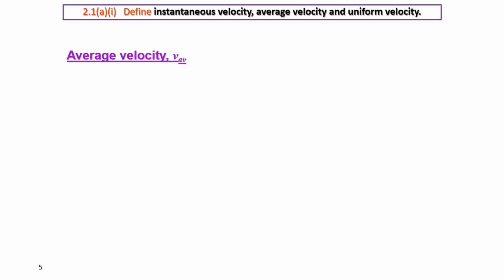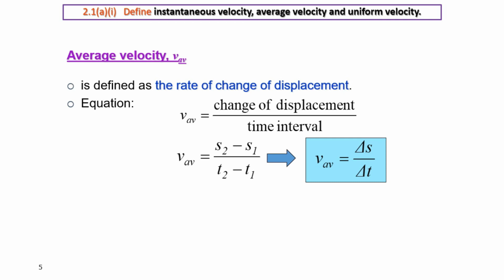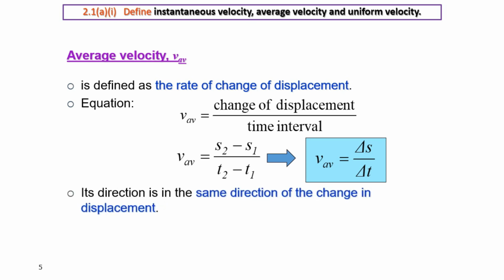Average velocity. The average velocity is defined as the rate of change of displacement. We can write down the equation of average velocity as the change of displacement over time interval, or S2 minus S1 over T2 minus T1, and we can write average velocity equal to delta S over delta T. Its direction is in the same direction as the change in displacement.